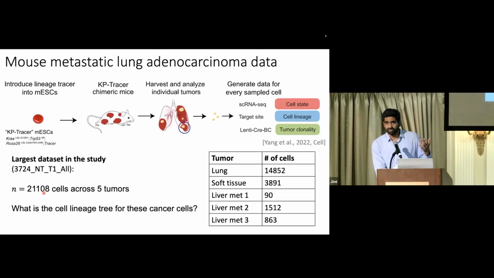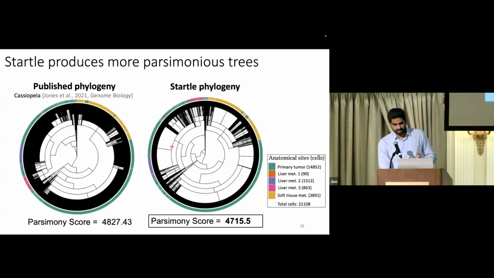One of the largest data sets they had from this paper was for a mouse where they extracted 21,000 cells across 5 tumors in the same mouse. These are the different tumors with different numbers of cells. The question is, what is the ancestral relationship between all these cells of all the tumors in this mouse? The first thing we did is build our phylogeny and compare it to the phylogeny that was published in the paper, and by design we are going to find a parsimonious phylogeny. So unsurprisingly, we do find a more parsimonious phylogeny than what was published.